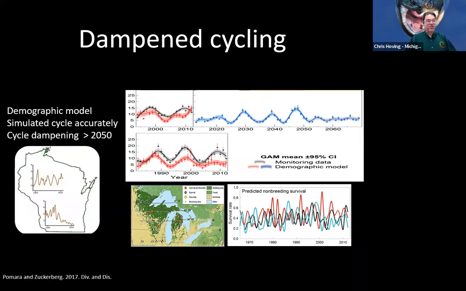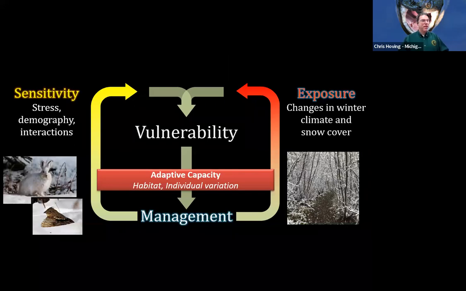So I thought that was fascinating. That not only does climate affect the species' demography, but it also affects the cycles and how the cycles play out through time. So between these things, we can get this idea of sensitivity and exposure for these species, for snowshoe hare, ruffed grouse, but really for any of the species that folks are working on in their projects.